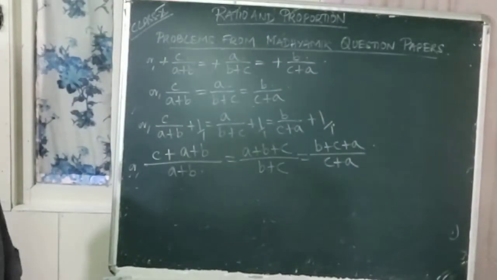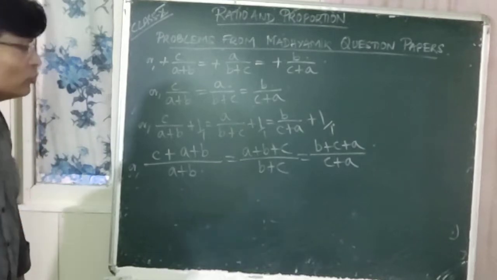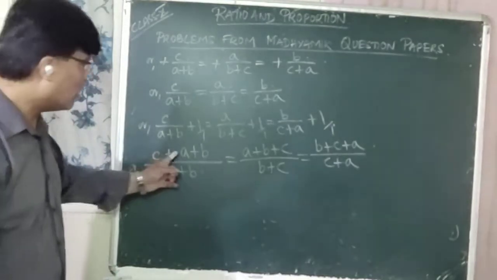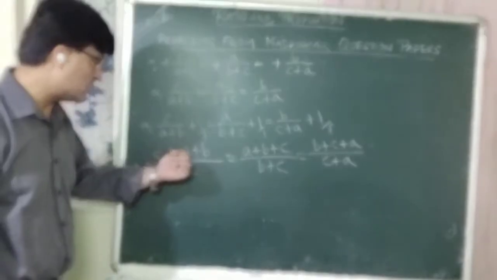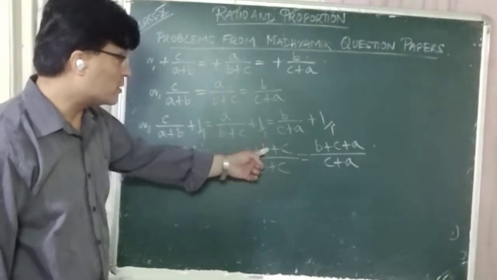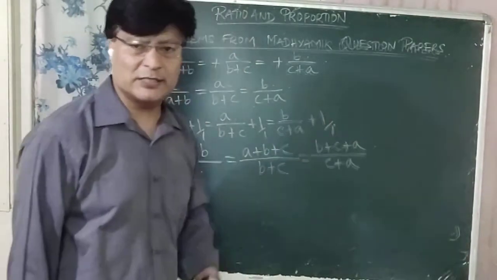Is that clear? Now in the numerators, in all these terms, this is the same expression, isn't it? In the numerator, the expression is A + B + C. Here also A + B + C. Here also A + B + C.